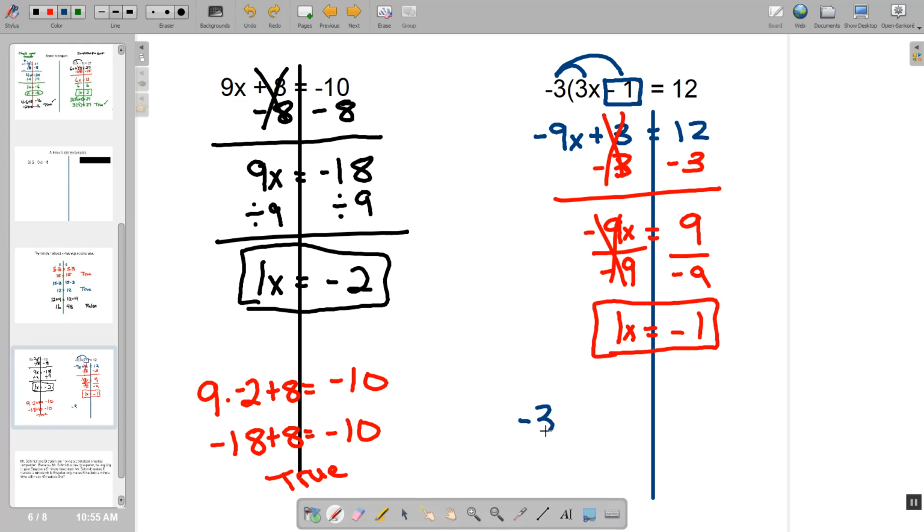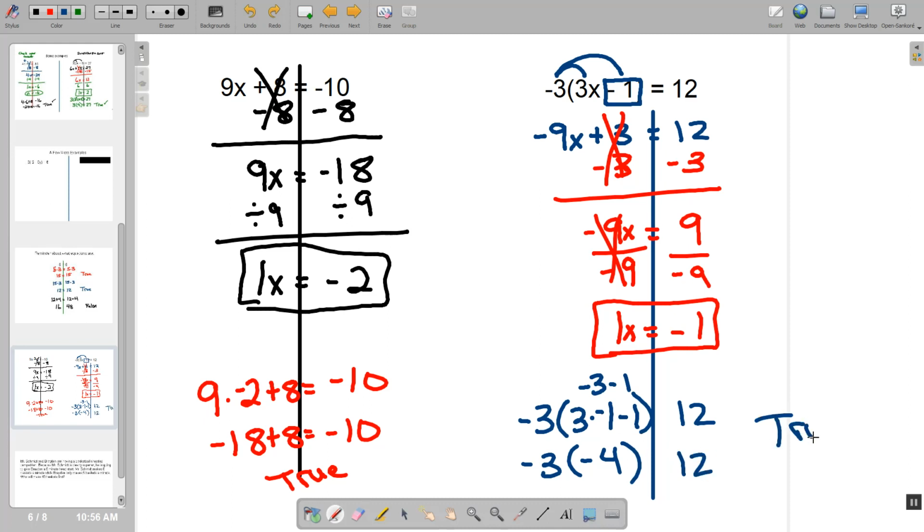And now I can check my answer. I go negative 3, parentheses, 3 times negative 1 minus 1 more, and I want that to be equal to 12 when I'm done. Well, 3 times negative 1 is negative 3. Negative 3 minus 1 is negative 4. And negative 3 times negative 4 is equal to 12. Therefore, we are correct.